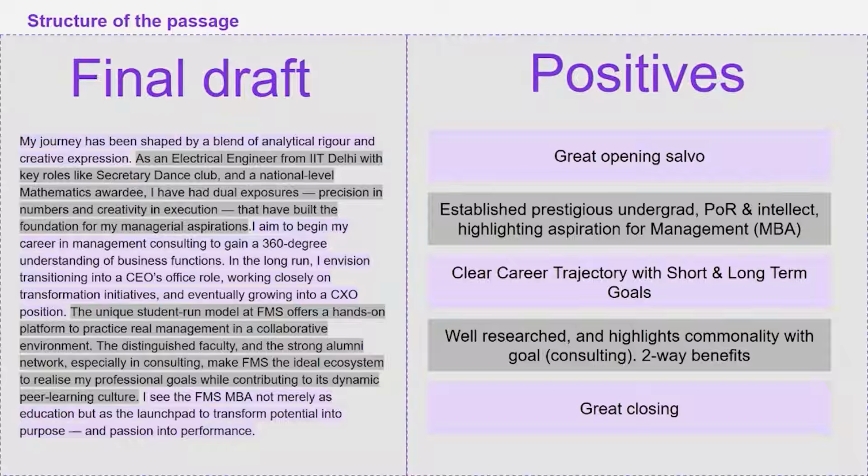Now let's move towards the goals part. I aim to begin my career in management consulting to gain a 360-degree understanding of business functions. This is so much clearer than the previous passage. This is telling that yes, I want to be a consultant immediately after I complete my MBA. Why do I want to do that? Because I want to have a 360-degree understanding of how different businesses function.